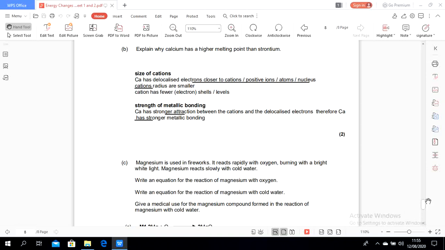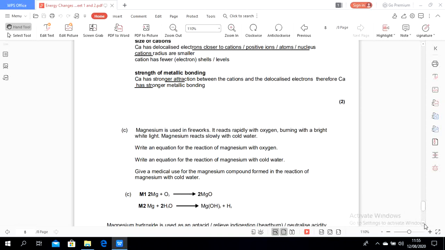Now the last question. Magnesium is used in fireworks. It reacts rapidly with oxygen, burning with a bright white light, forming magnesium oxide. Magnesium reacts with cold water. Write an equation for magnesium with oxygen. So magnesium with oxygen will form magnesium oxide. And then magnesium reacts with cold water to become magnesium hydroxide and hydrogen gas.